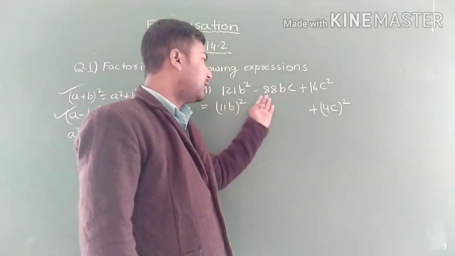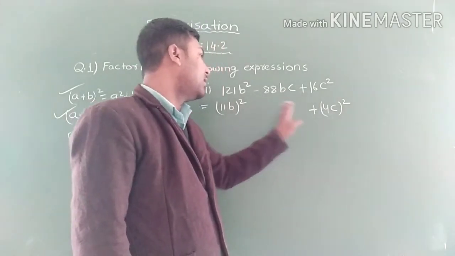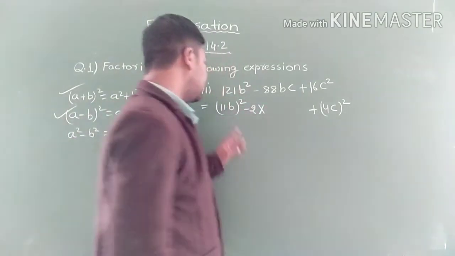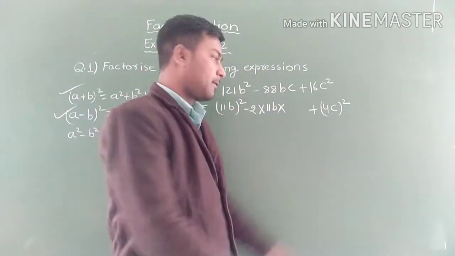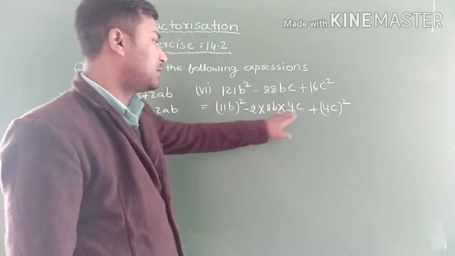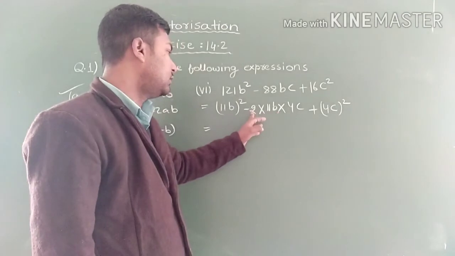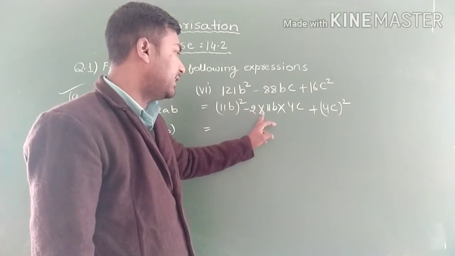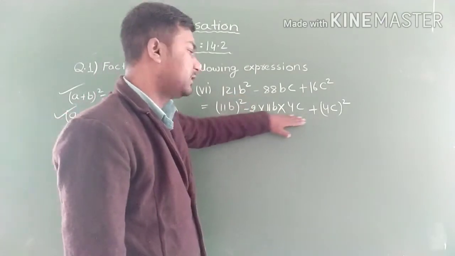And in the middle term, what is left? Minus 88bc. So it will be a square plus b square minus 2ab. So this will be minus 2 into a, which is 11b, into b, which is 4c. Now you can check it. 2 into 11 into 4, 44. 44 into 2, 88. Minus 88bc. So it will be minus 88bc. Okay. So it is correct.